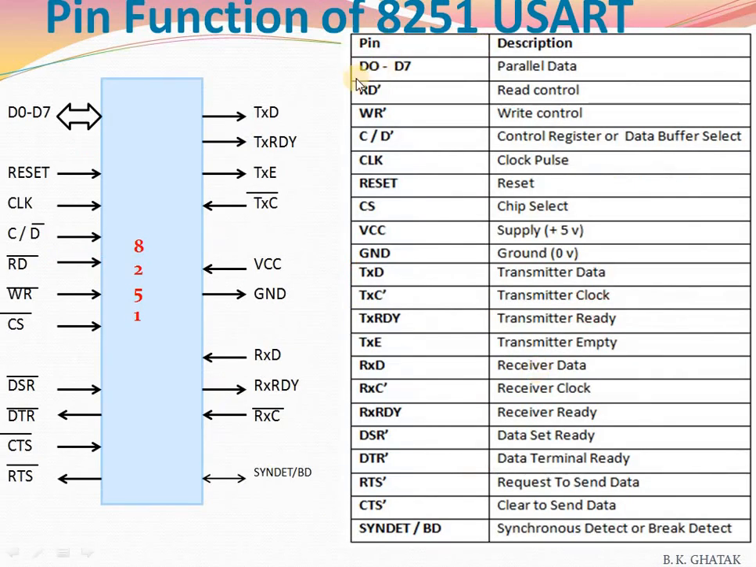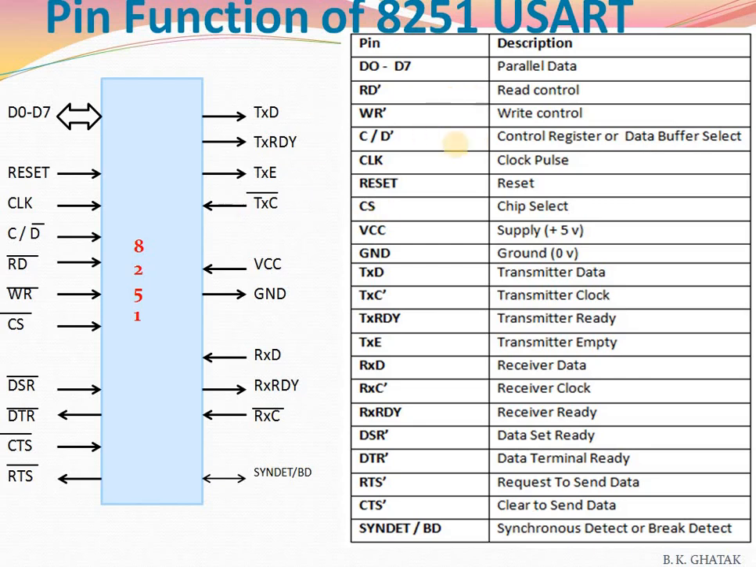So first one is D0 to D7, known as the parallel data. This 8-bit bidirectional parallel data is used to read or write status, command word or data from or to 8251. Clear? So next one is RD bar, that is read control. This is an active low input signal to 8251, used to inform it that the CPU is reading either data or status information from its internal register.